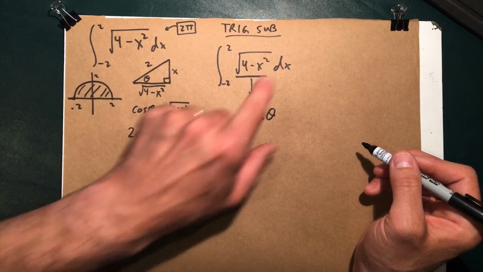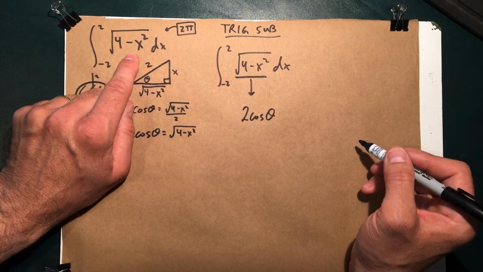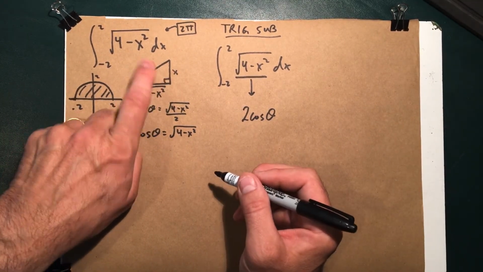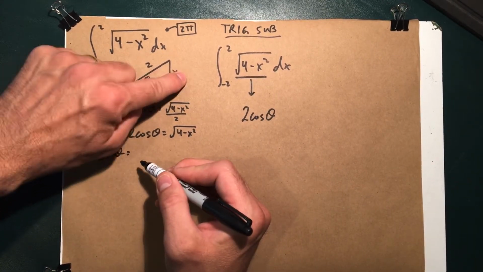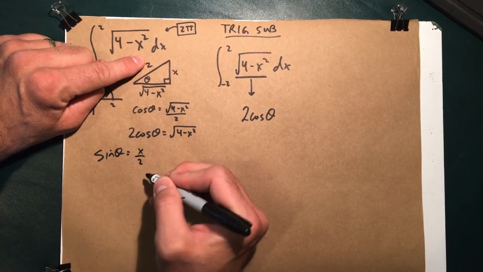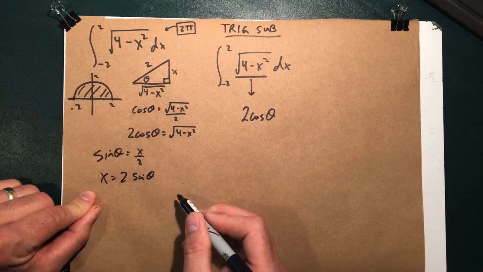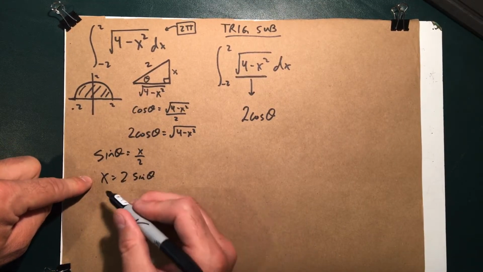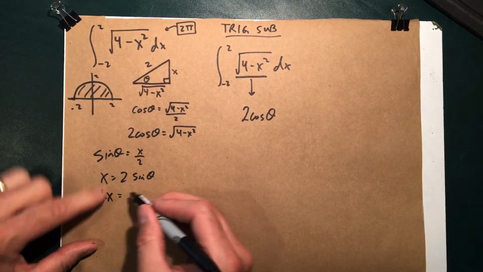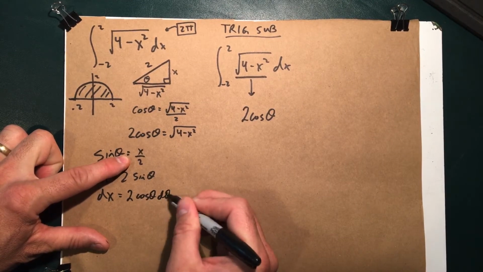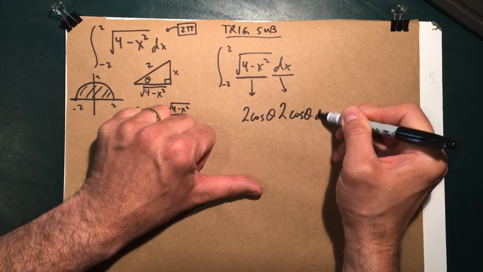Okay. But then dx. Now we know we can't just switch out the dx. So now I go back to here and I notice that the sine of theta is opposite over hypotenuse. So that means x is 2 sine theta. And if x is 2 sine theta, that means that dx, which is this derivative right here, will be 2 cosine theta d theta. So this dx becomes 2 cosine theta d theta.